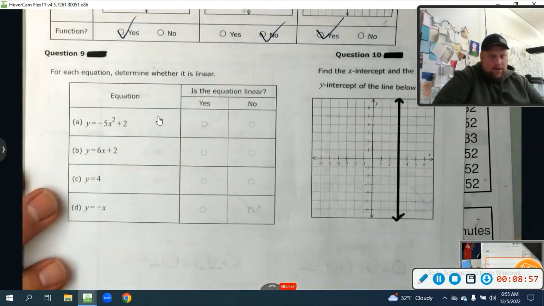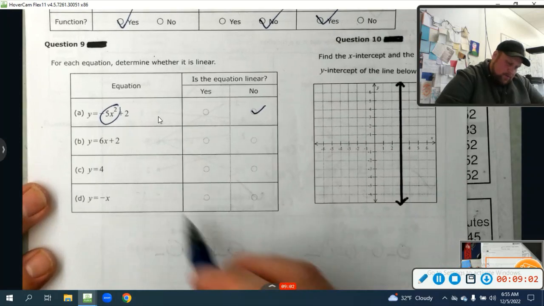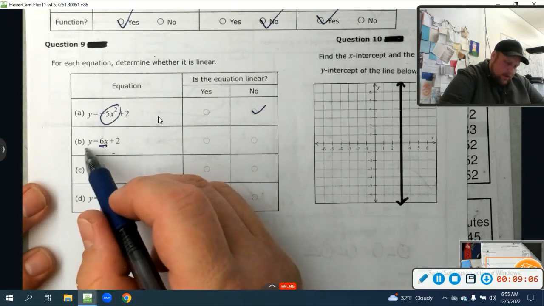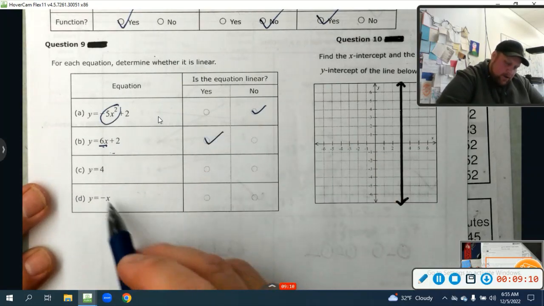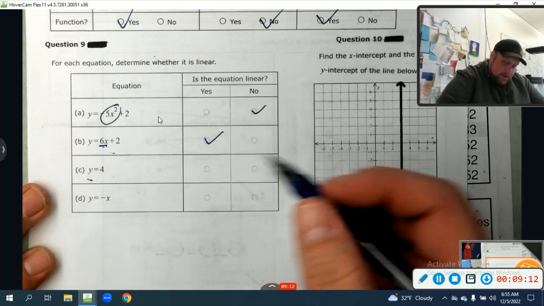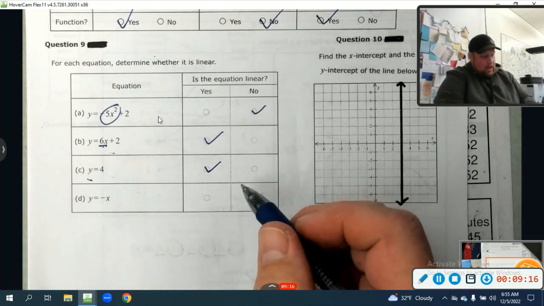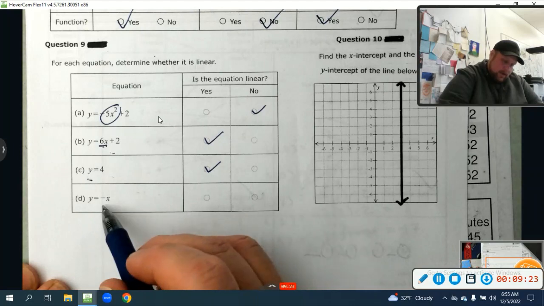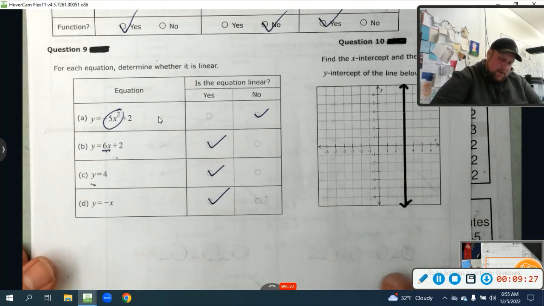And this one, guys, hopefully you're getting good at these. If there's a squared term, no, it's not linear. No squared term, y equals 6x plus 2. I could easily subtract y over and subtract 2 over and make it standard form. Yes, it's linear. y equals 4 is just a straight line at y equals 4. Yes, it's linear. And y equals negative x. Again, I could always just add x over and I'd have x plus y equals 0. That's standard form. Yes, it's a function. It's linear.